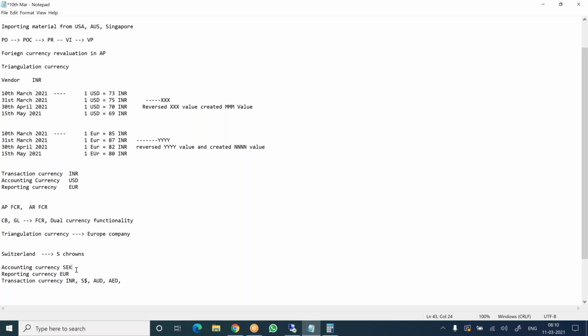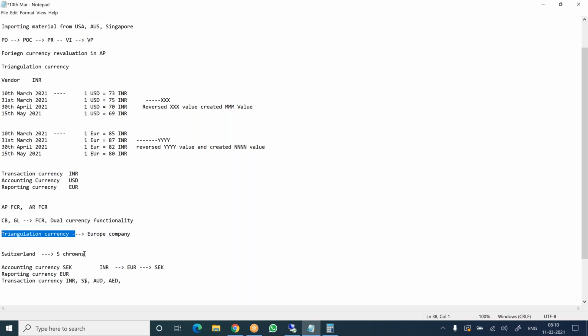Exchange rate is always, suppose they are importing material from India, INR. INR will be converted into euros, and euros will be converted into SEK. Understood? This is the denomination currency. So if they are already using SEK, my intention is, the triangulation currency is not mandatory. It's not mandatory to use it.